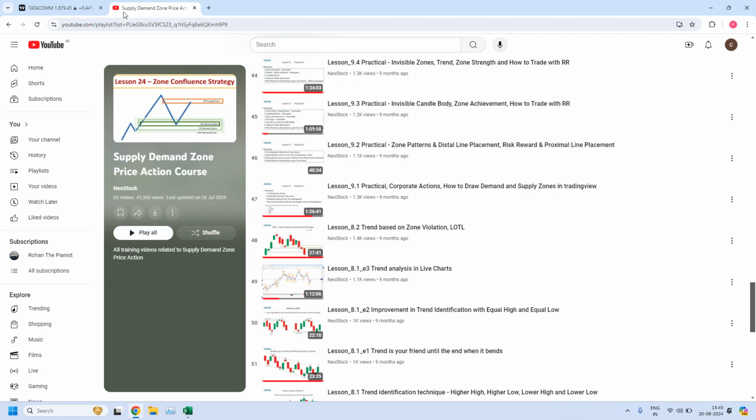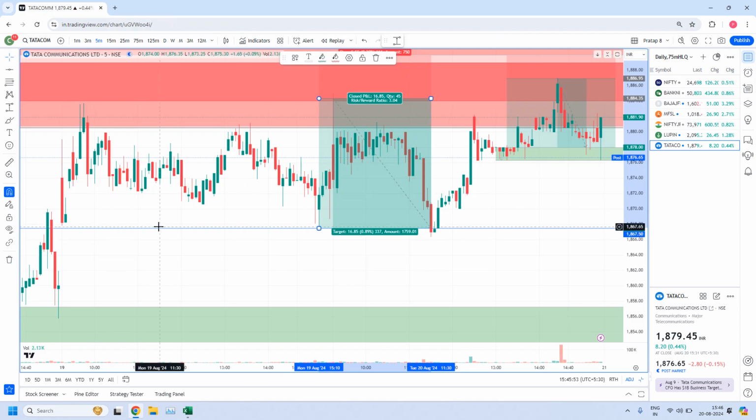Now let's get into the analysis of the high liquidity zones and their performance during today's live market. Out of these 5 high liquidity zones, we got trades from 2 stocks. So in total we got 3 trades. Tata Communication we got 2 trades, and Lupin we got 1 trade. Lupin is stopped out, but in Tata Communication both the trades we got a 1:3 RR.